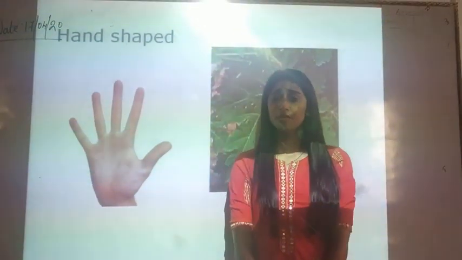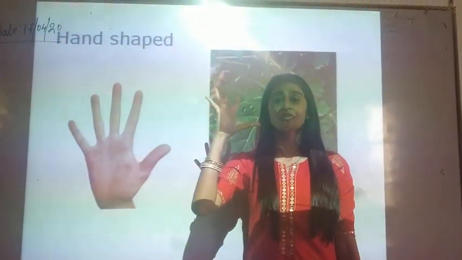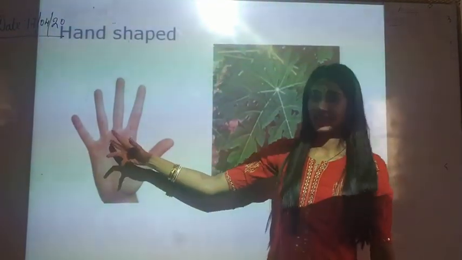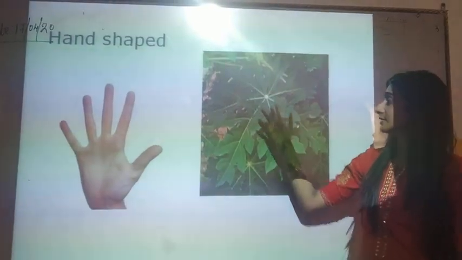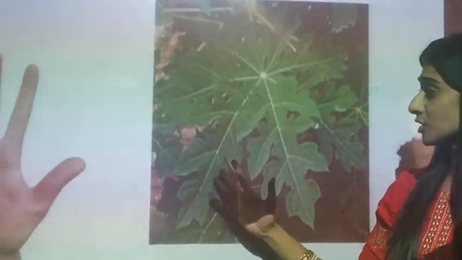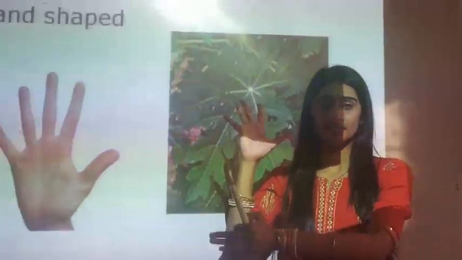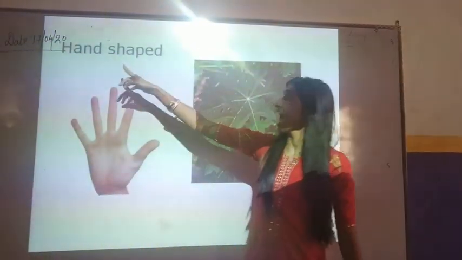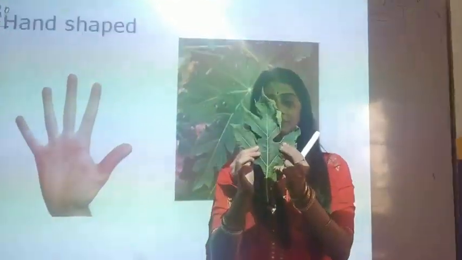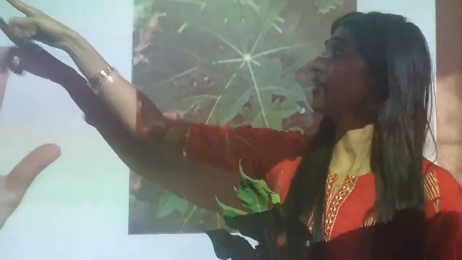Now if you open your hand and spread your fingers, how does it look? Yes, it looks the same as this. Now look at this picture. This is an example of a papaya leaf. So the leaves are also like spread fingers. So these are called hand-shaped leaves. I can show you. See. That is why it's named hand-shaped leaf.